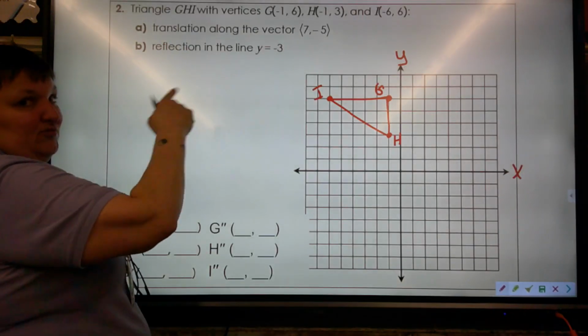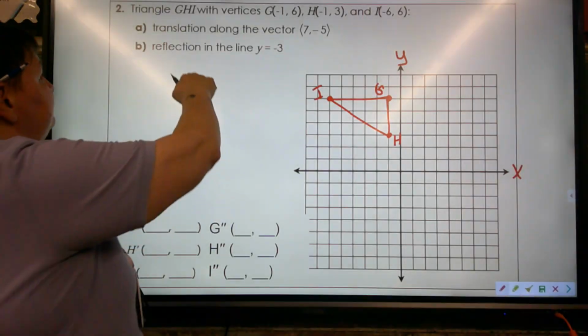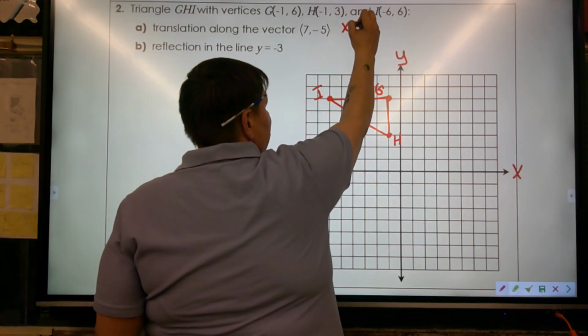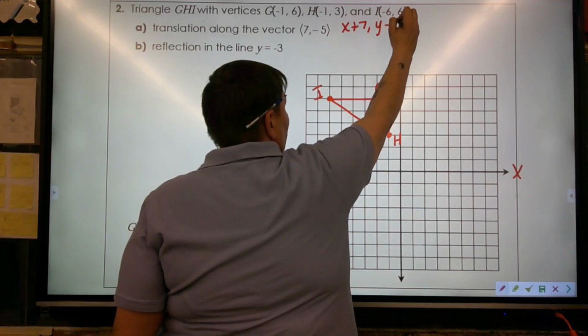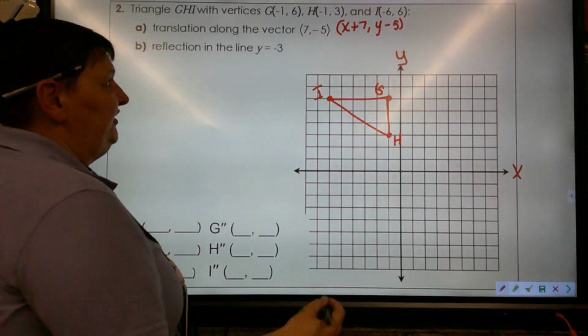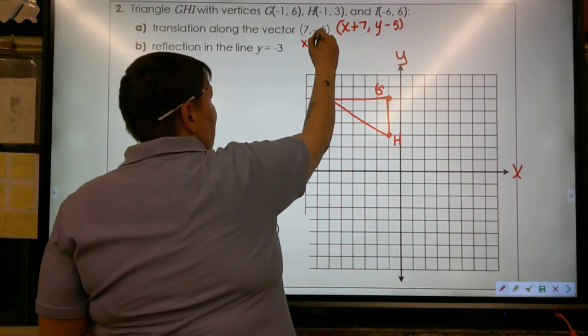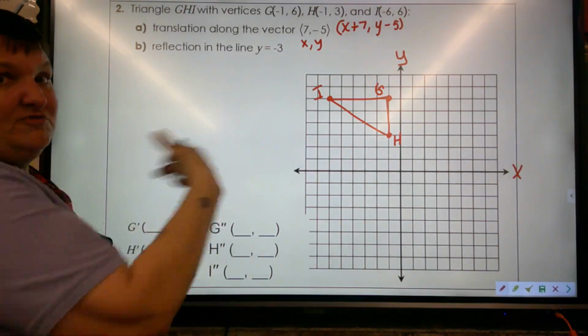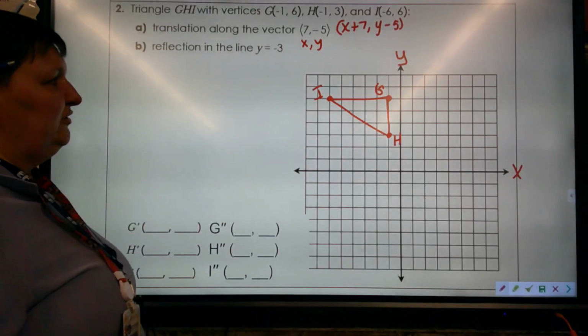Translate means we're going to move it left, right, up, and down along the vector 7, -5. So that's x plus 7, y minus 5. If it helps you to write it out to the side like that, do it. If it helps you to put x comma y underneath it, do it. Whatever helps you figure out what you're supposed to do, right?